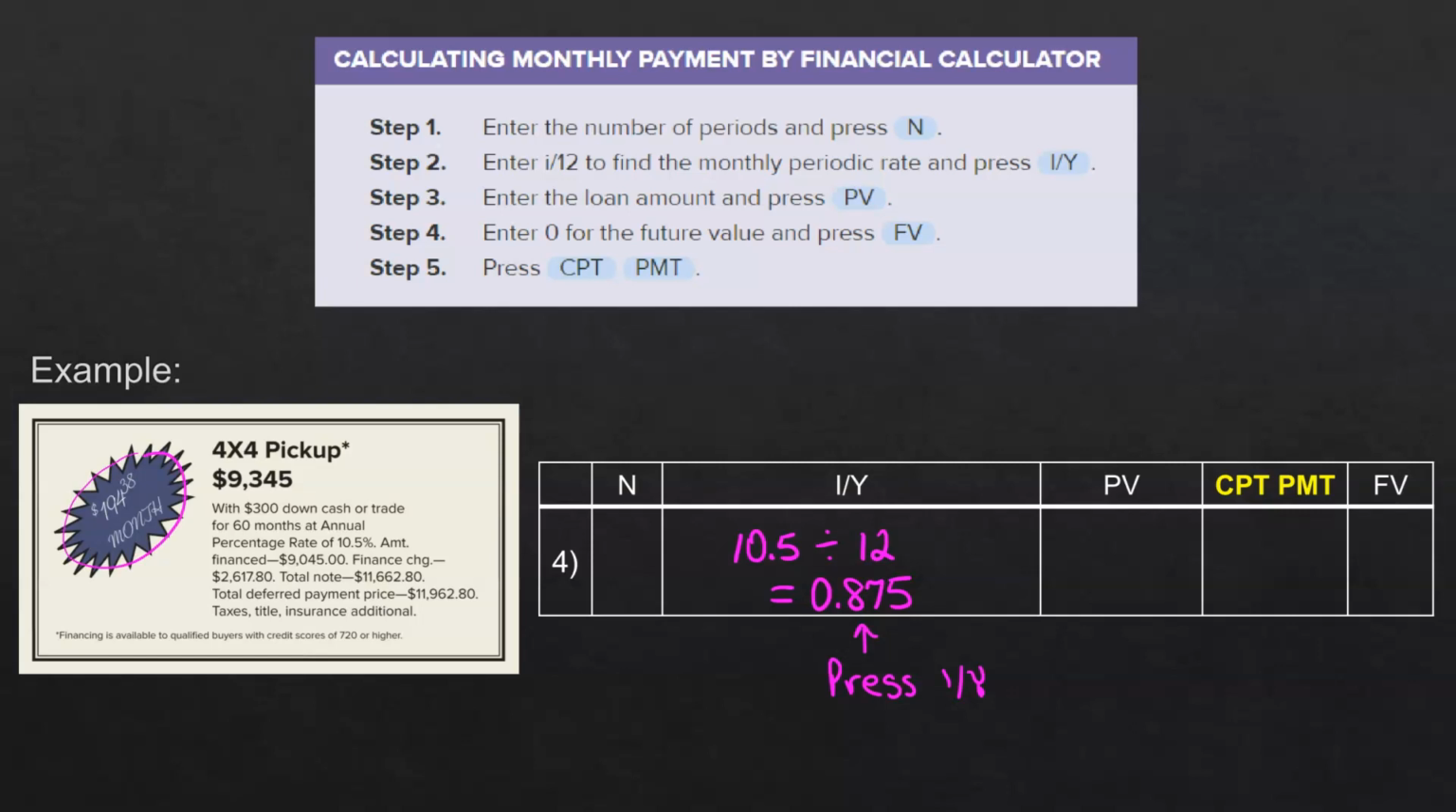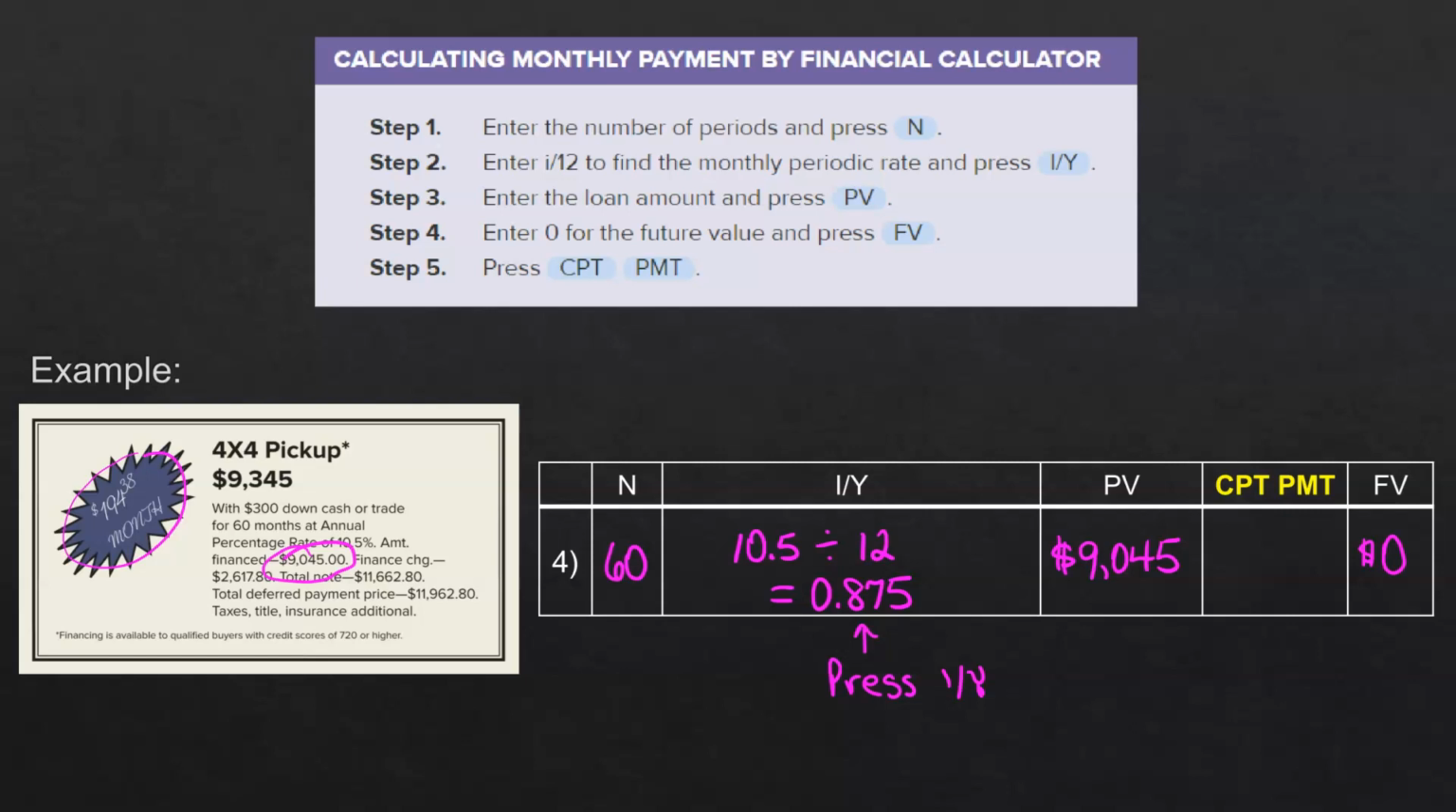So it was 60 months at an interest rate of 10.5. The amount borrowed, remember, was right here, 9,045. And future value is 0 because it's a loan, so at the end we don't want to owe any money, right? We want it to be 0. We are going to compute the payment.